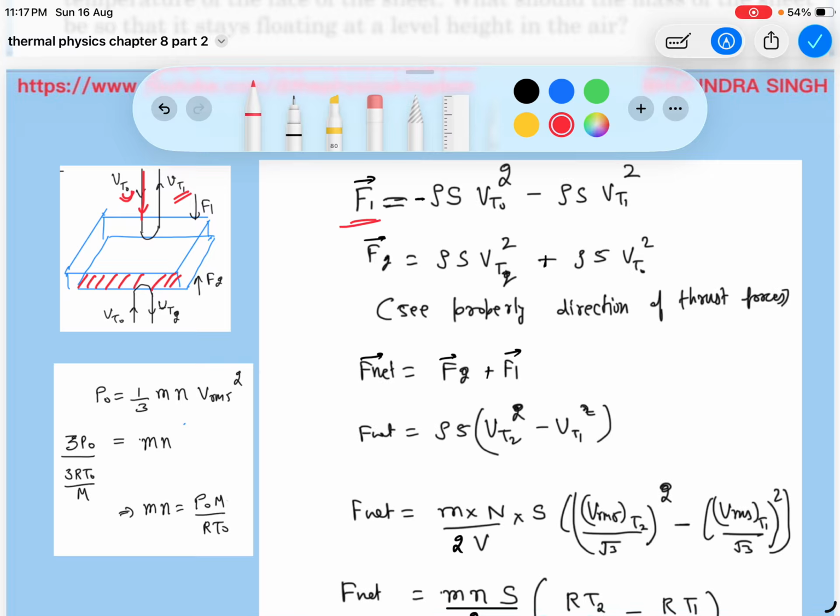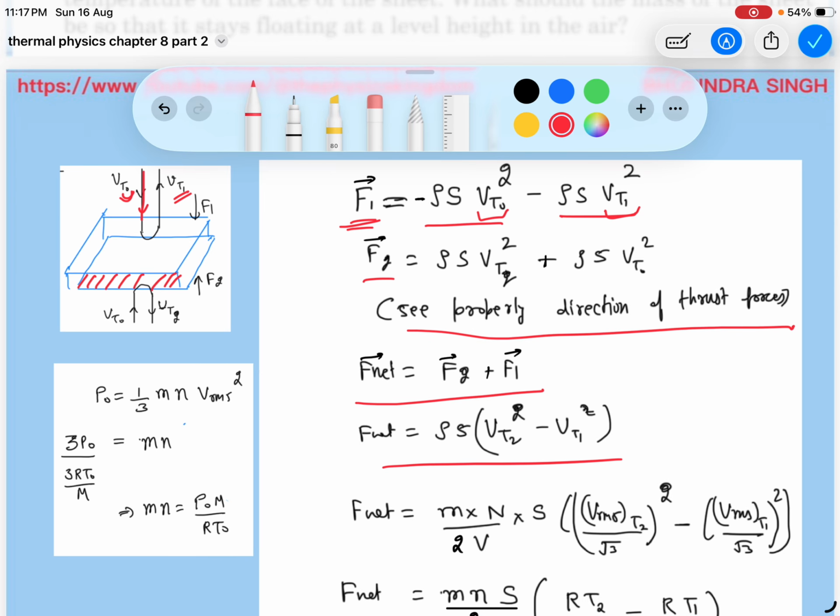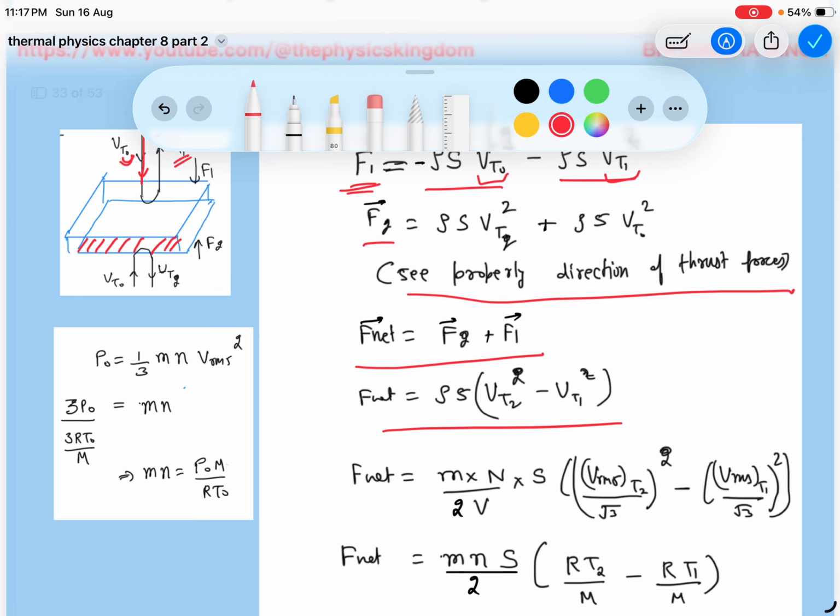So F1 vector I am writing with a minus sign, right? So rho A V square, the thrust force formula. V is the velocity corresponding to temperature T0, V_T1 is the velocity corresponding to temperature T1, right? Similarly, F2 I am writing. So see properly the direction of the thrust forces. The net force will be F2 plus F1, vector addition. Or you can write rho A (V_T2 whole square minus V_T1 whole square), right? Okay, so this is our standard result.